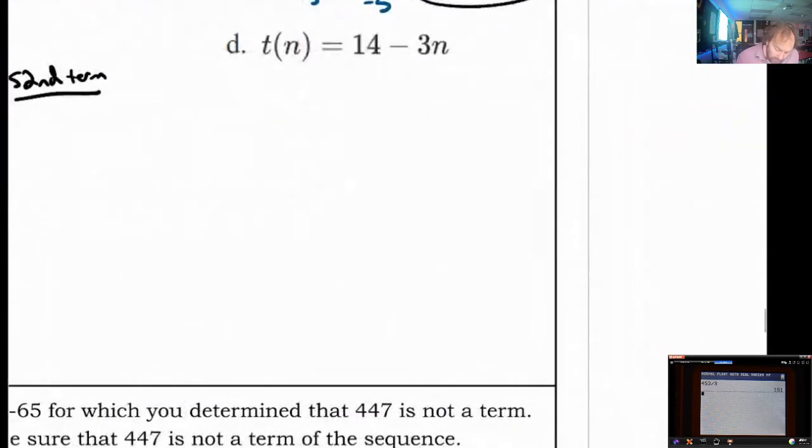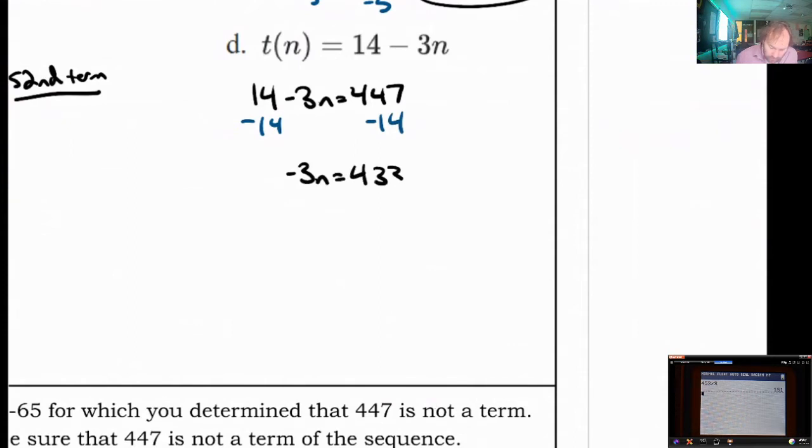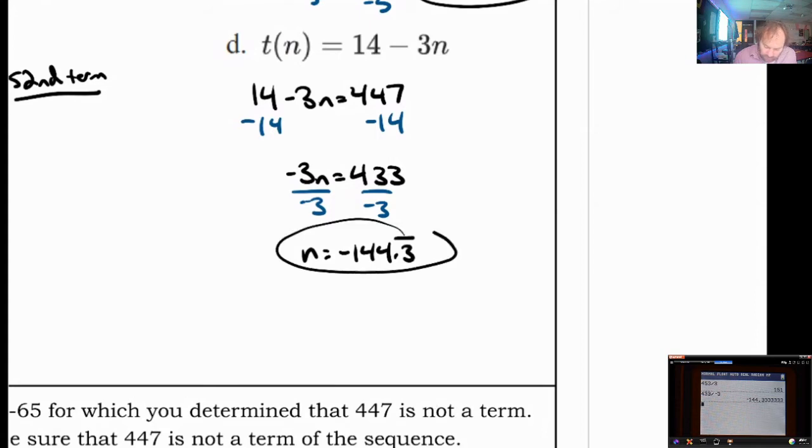Over here in D, again, the question is, is 14 minus 3n equal to 447? We're going to subtract 14 from both sides. We'll get negative 3n equals 433. I think I'm doing that math right. Yeah, okay. And then, of course, we'll divide by negative 3 and see if we get a whole number. That's the question. Is it a whole number or not? 433 divided by negative 3. It's not. It's negative 144.3 repeating. So because we got a decimal, the answer here is going to be a no on that one.